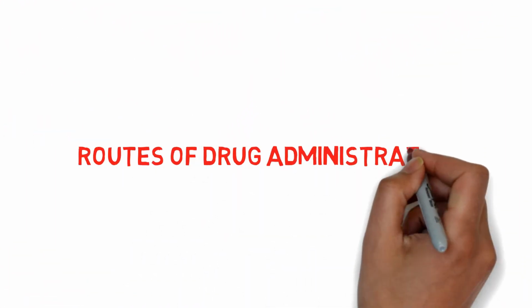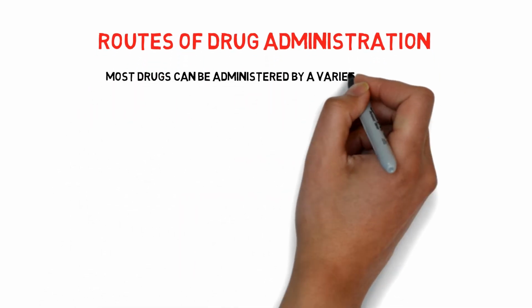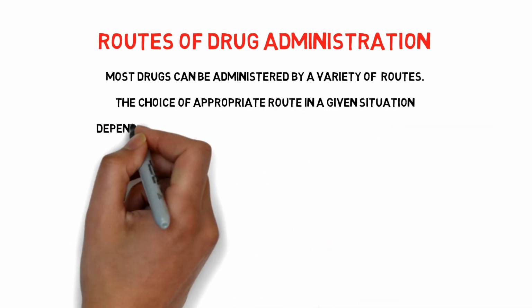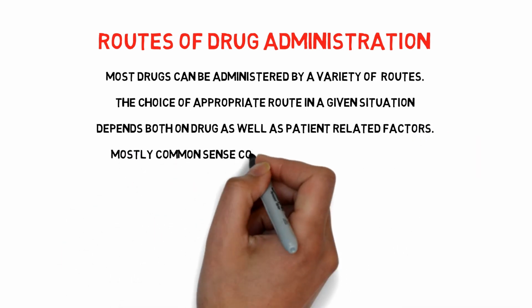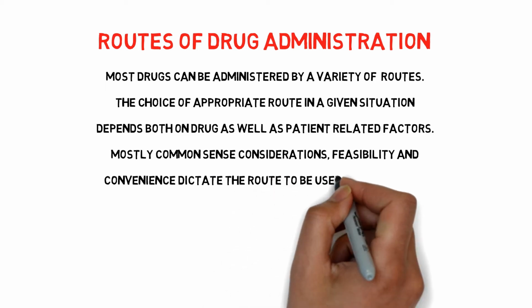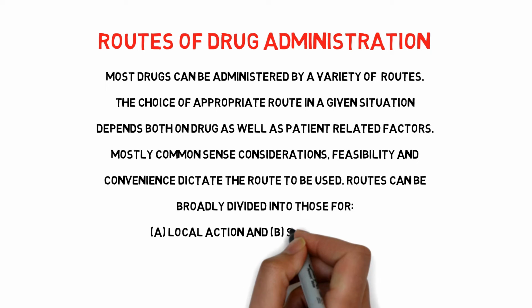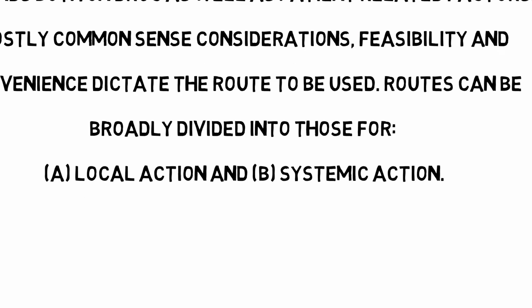Routes of drug administration. Most drugs can be administered by a variety of routes. The choice of appropriate route in a given situation depends both on drug as well as patient-related factors. Mostly common sense considerations, feasibility and convenience dictate the route to be used. Routes can be broadly divided into two: number 1 is local action and number 2 is systemic action.